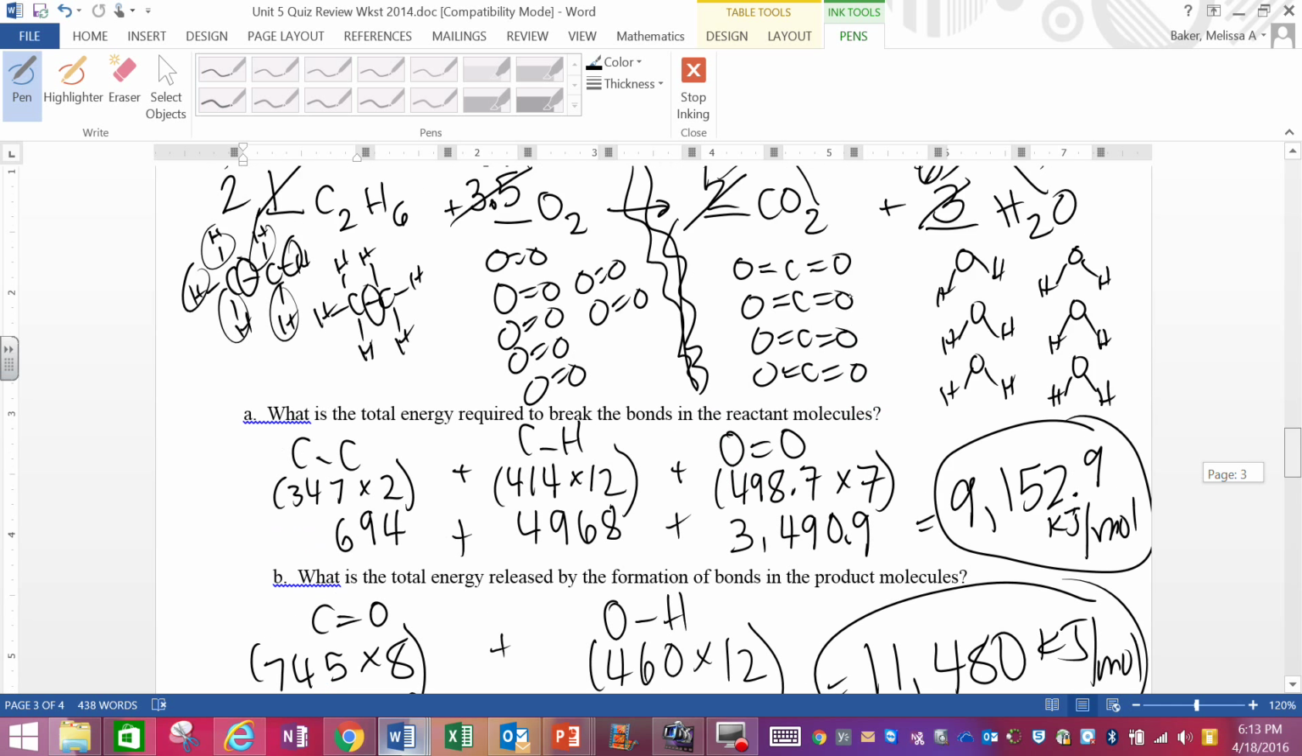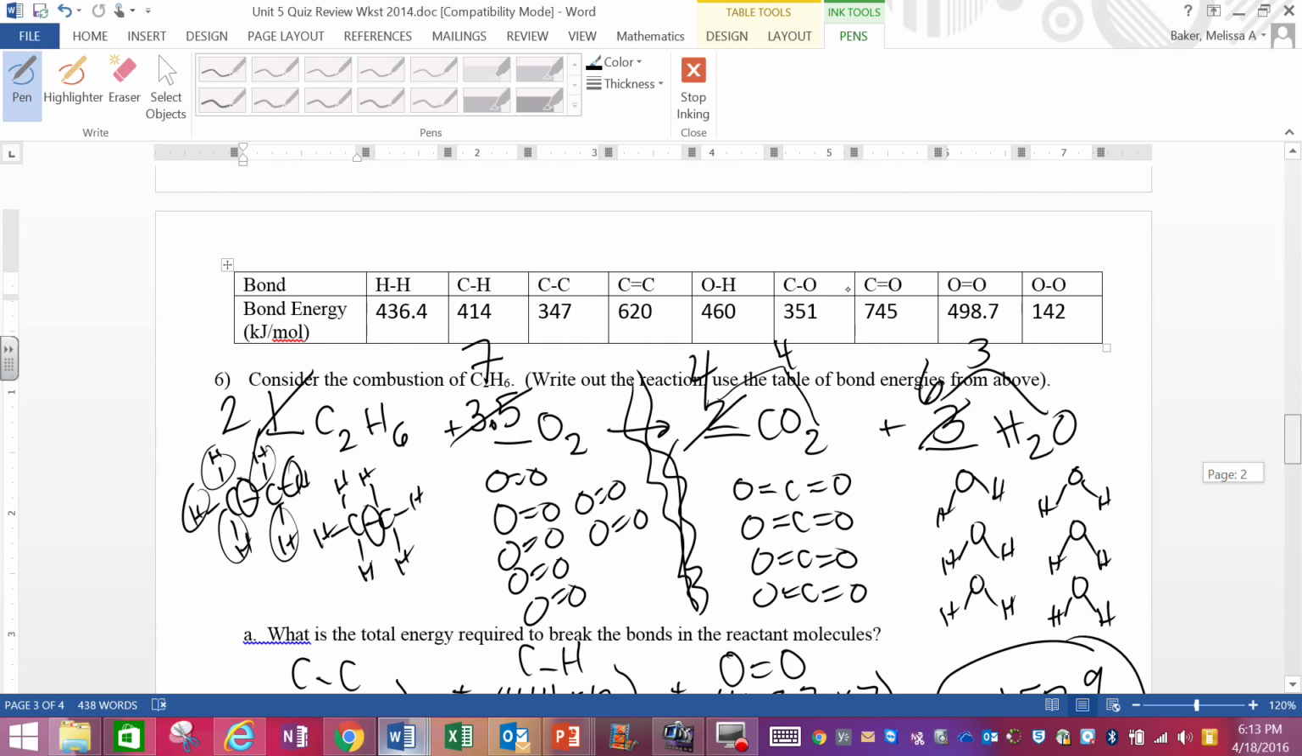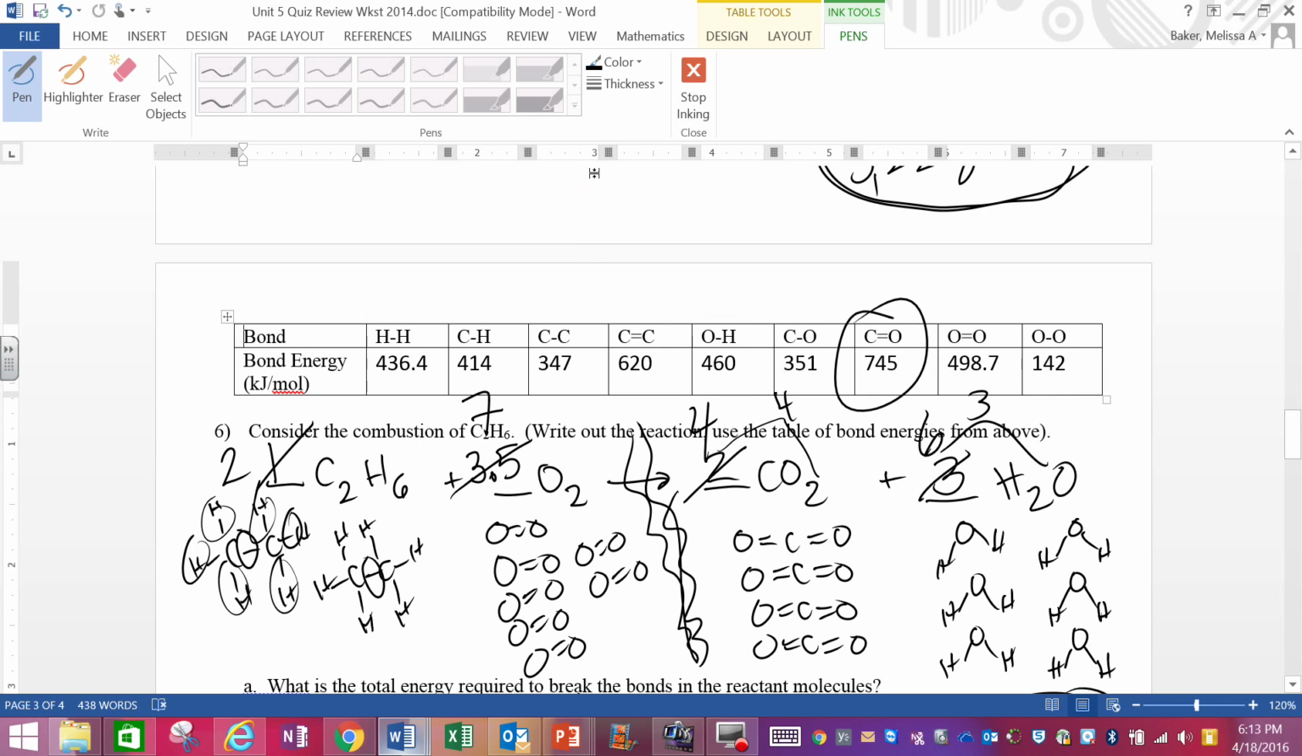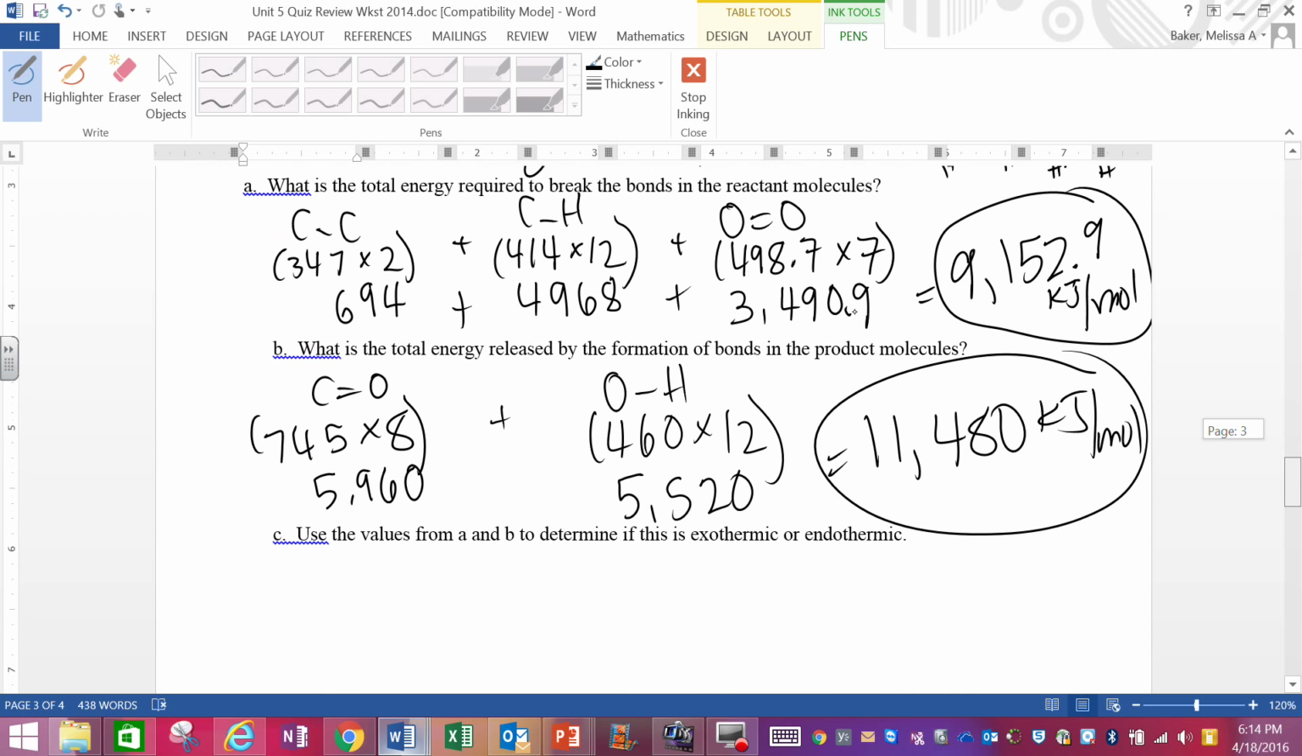Again, I'm getting all these numbers from this table up here. I just didn't scroll back to it. Here's the C double bonded to an O, and here's the OH. Okay? Alright, so now use the values to determine if this was exothermic or endothermic.